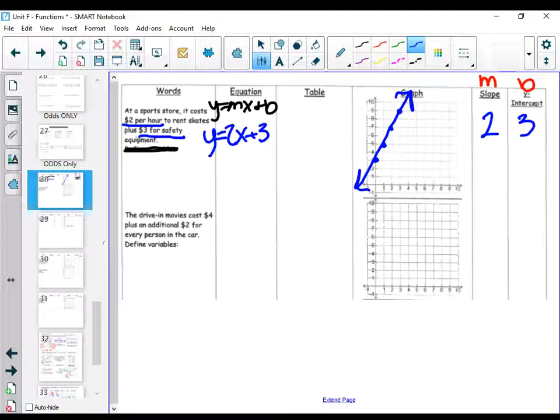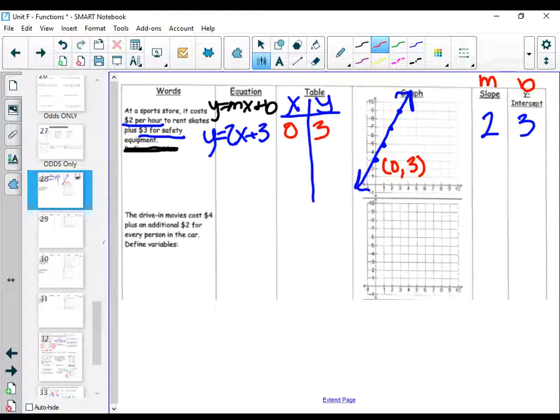The last step is to get a table. My table is going to be a normal XY table. And my points are going to come straight off of my graph. So the first point I made was on the y-intercept at 3. So I know the y value is 3. The x value is 0 because I did not go left or right at all. So 0, 3 is my first point in my table.